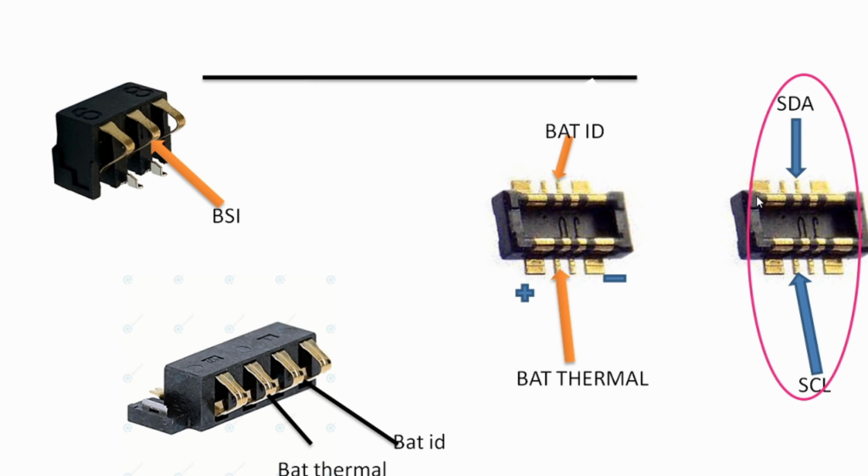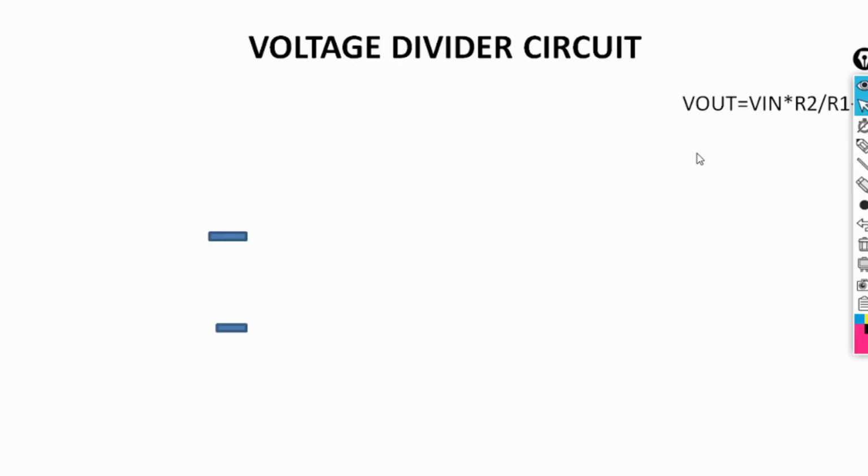Now next, Batt ID and Batt thermal line. Before we go to the Batt ID and Batt thermal line, first we need to understand how a divider circuit works, because Batt ID and Batt thermal line work on a divider circuit. How does a divider circuit work? Let's see.